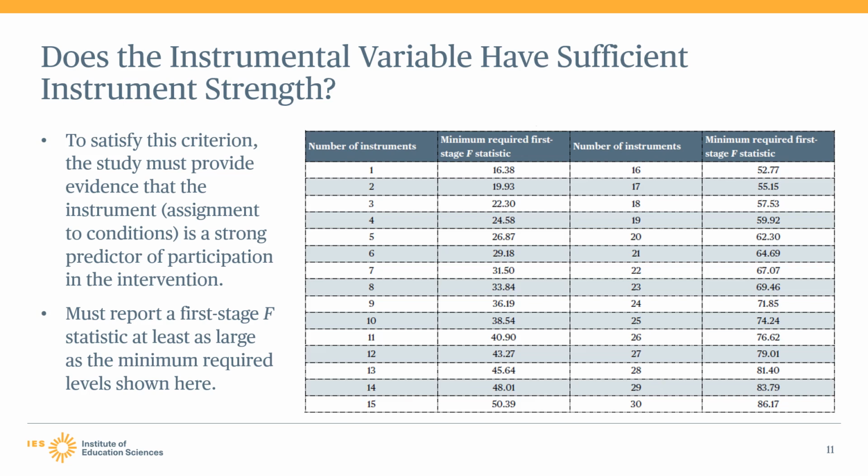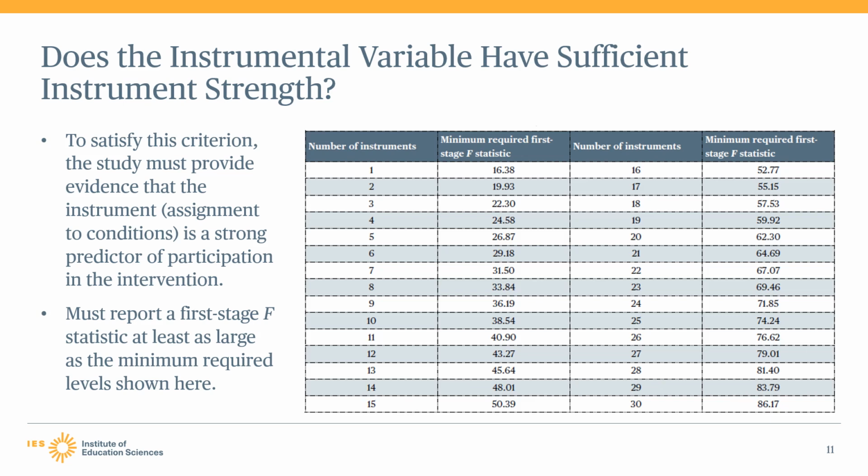Researchers therefore must report a first-stage F statistic that is at least as large as the minimum required level shown in this table. So for models that only include one instrument, researchers must report a first stage F statistic that is 16.38 or larger. For models with two instruments, the first stage F statistic must be 19.93 or larger, and so on.